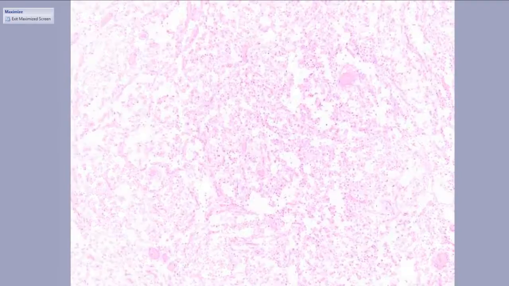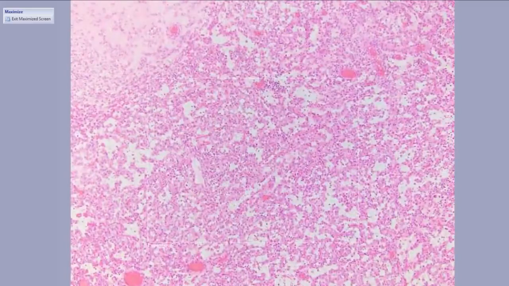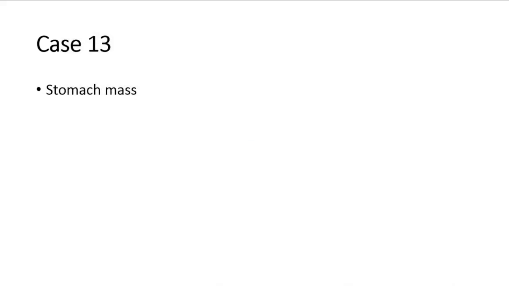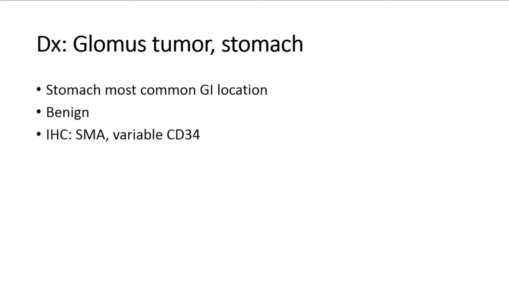You can put stains on this, and this actually, as you already saw from the slide I accidentally spoiled for you, is a glomus tumor of the stomach. Glomus tumor is rare throughout the GI tract in general, but if it's going to pop up anywhere, the most common location by far is in the stomach. I have not seen it elsewhere in the GI tract. It is a benign process. Some of them can stain for vascular markers, in particular CD34. But the marker that's most commonly positive and that's really going to help you alongside the H&E appearance is a smooth muscle actin immunostain.